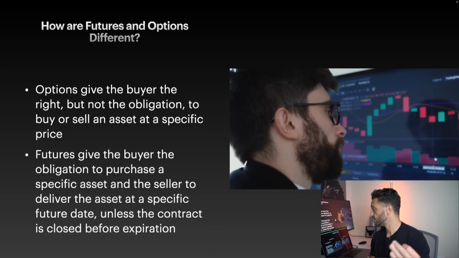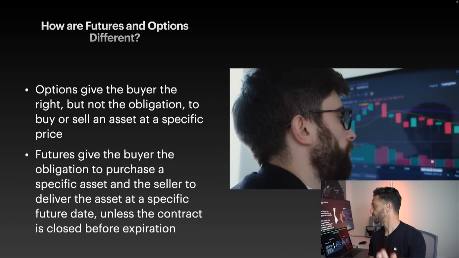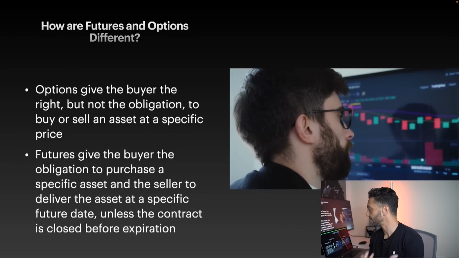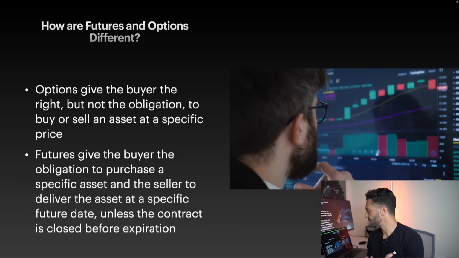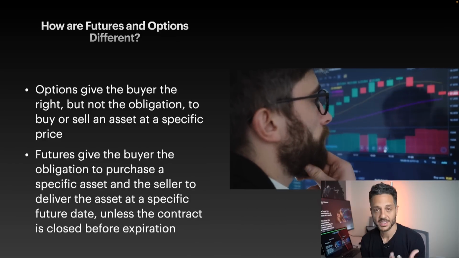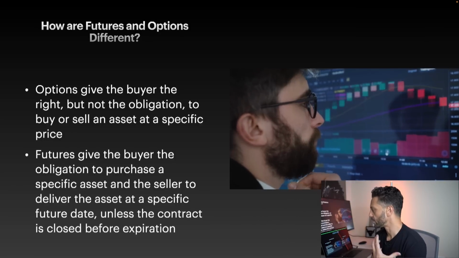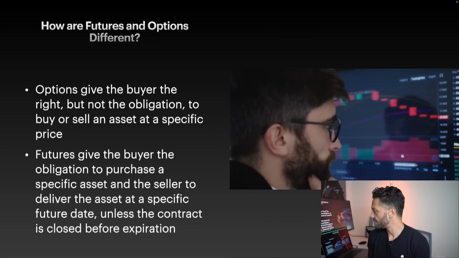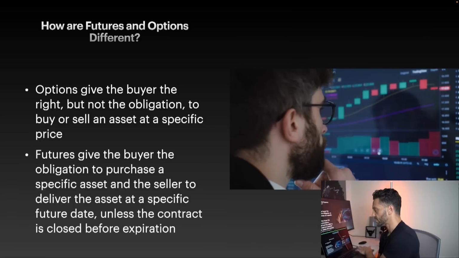Another difference, futures give the buyer the obligation to purchase a specific asset and the seller to deliver the asset at a specific future date unless the contract is closed before expiration. We kind of went over this, but futures give the buyer the obligation. If you are a buyer of physically settled futures and you kept your position open, you are required to actually take delivery of those goods that are specified under that specific futures contract, right?